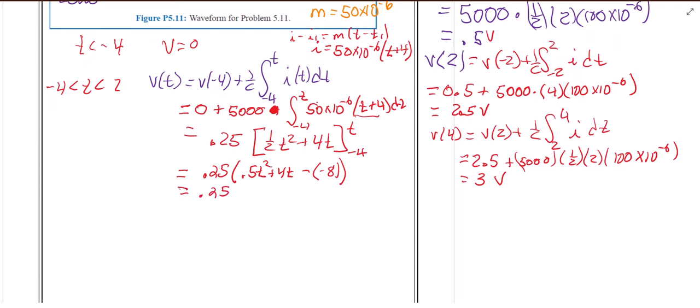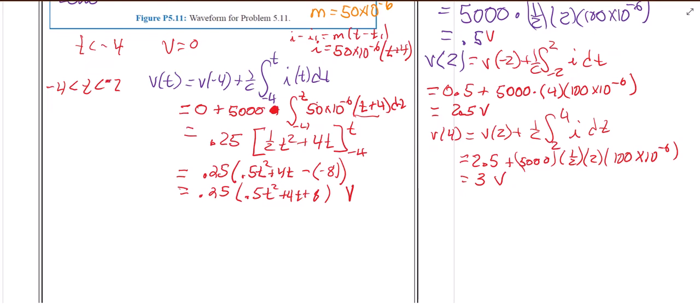0.25 times 0.5 t squared plus 4t plus 8 volts. So that is the voltage between time t equals -4 and t equals -2.